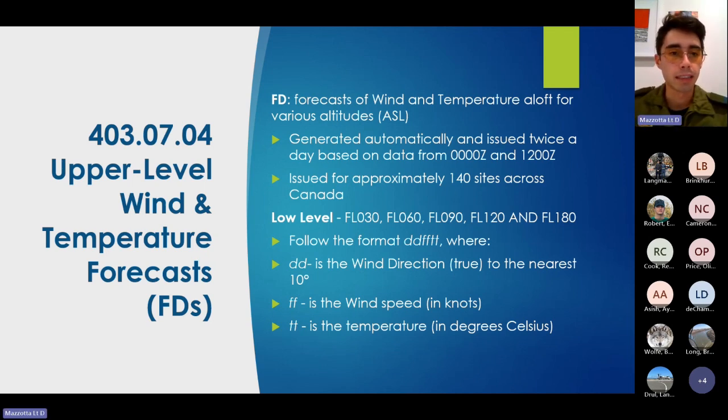Okay, next we've got upper level winds, temperature, and forecast, so FDs. So this is going to be the forecast of wind and temperature at altitude. Usually they're issued twice a day at 0000 Zulu and 1200 Zulu, and they're generated automatically. And they're issued for approximately 140 sites across Canada. And keeping that in mind, it may not be issued for your exact airport.